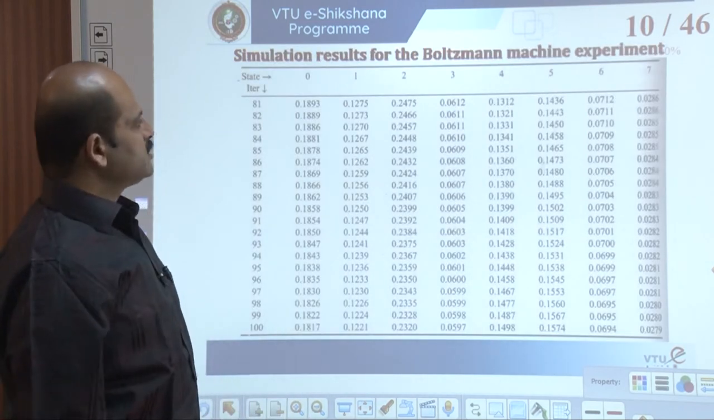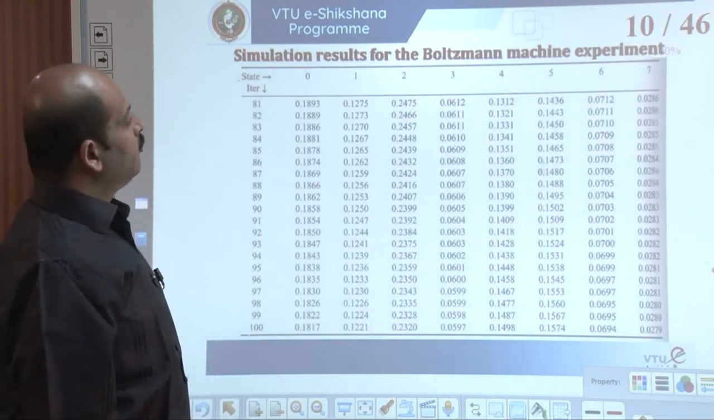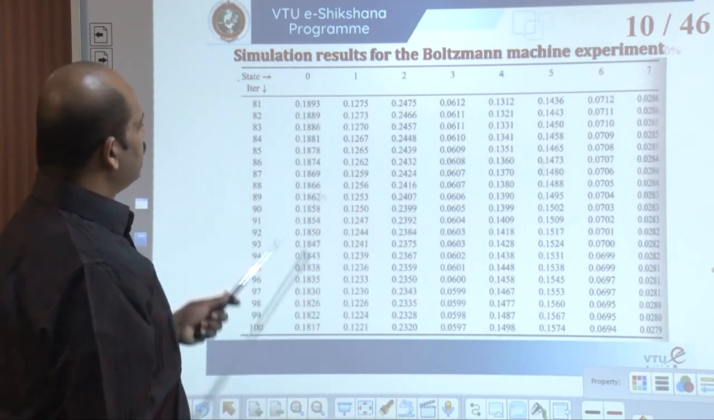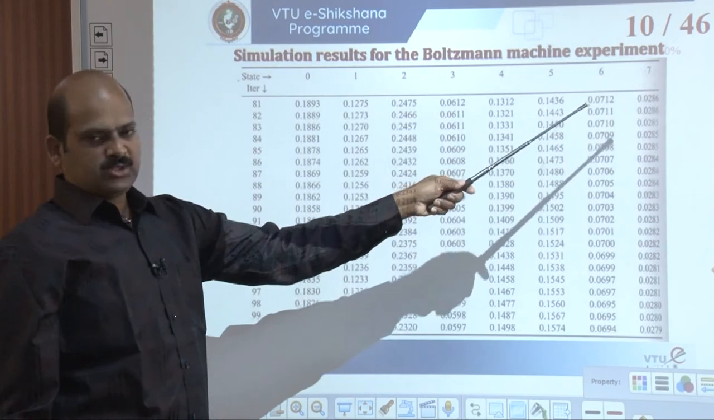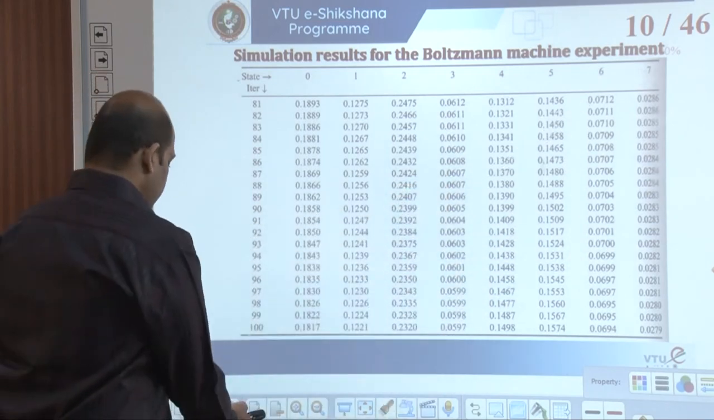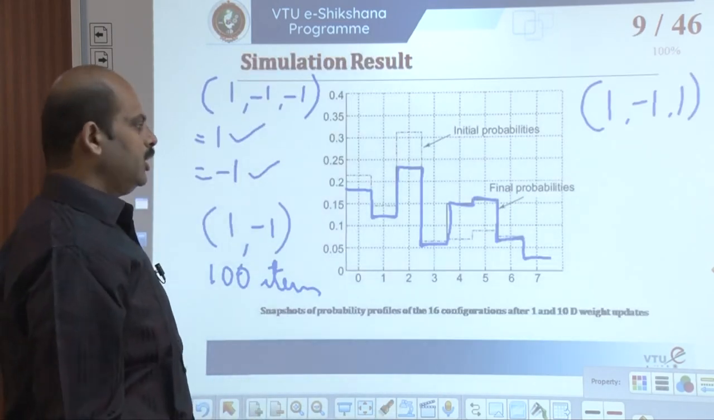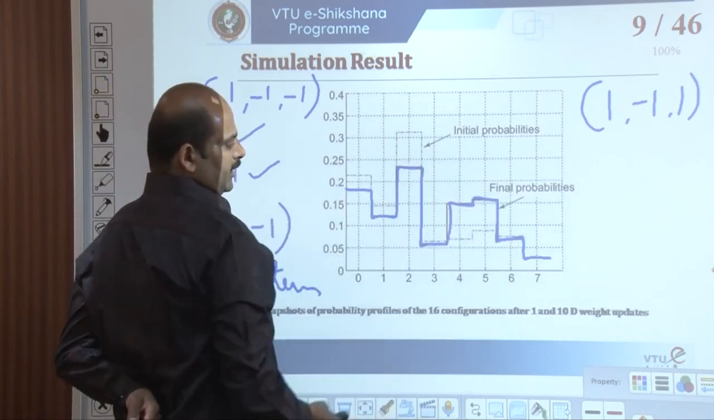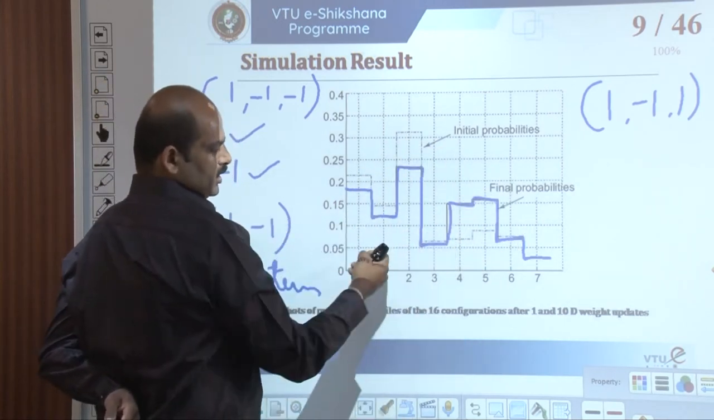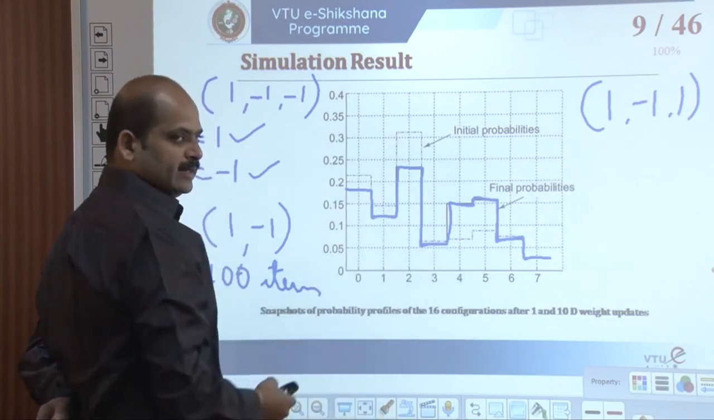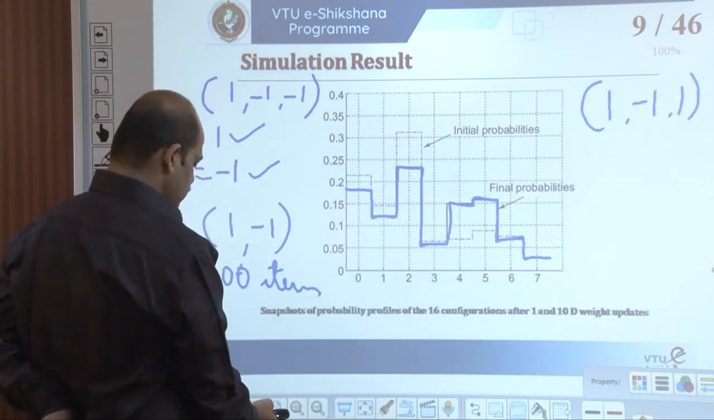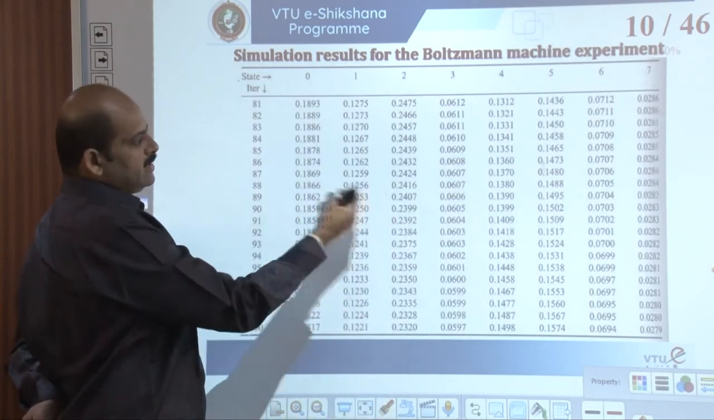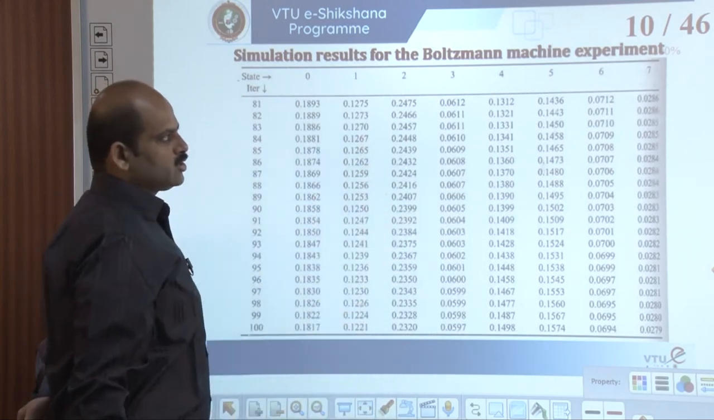Let us see the simulation results for the Boltzmann machine experiment. As we have come across, there are 8 states. As I said, we are going to identify the initial and final probabilities. To get clarity about the iterations, we are going to take this table, which explains the iterations in a detailed manner.